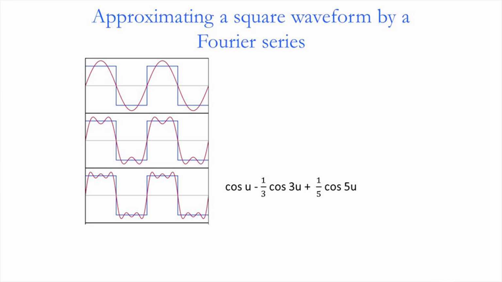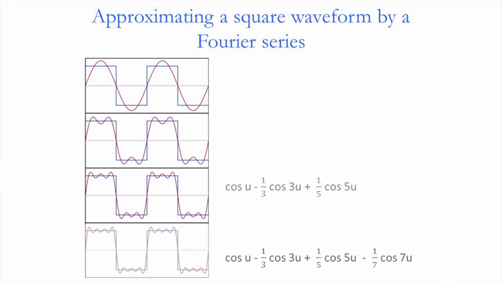This is after 3 terms, cosine of u minus a third cosine of 3u plus a fifth cosine of 5u. And really the approximation is getting very good indeed after just 3 trigonometric terms. And I only did one more to bring up the 4th term here. And you can see it, I think it's really rather nice.